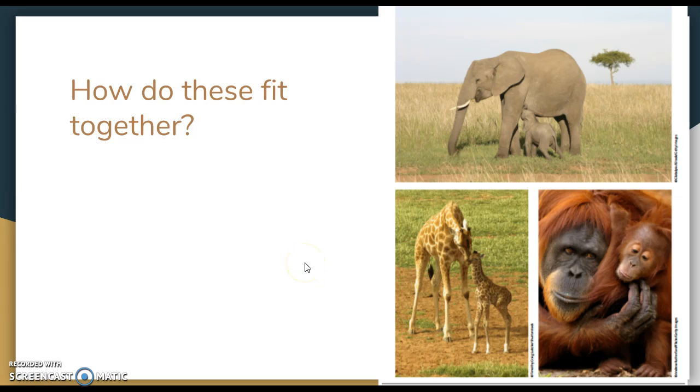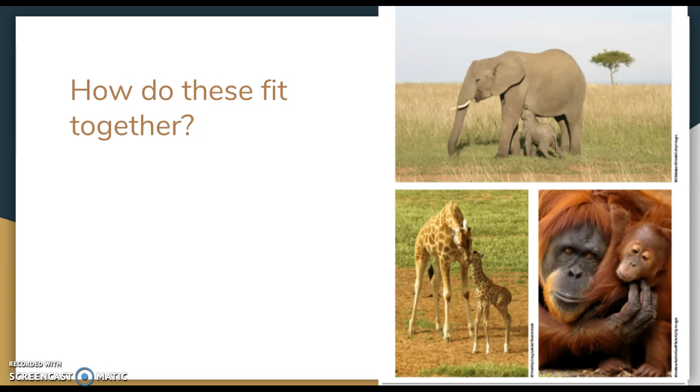Take a look here. How do these all fit together? Talk for a second with a partner. How do all of these things fit together? Okay, you could have said they're all animals. Possibly they're all mothers and their young. These are all different ways that these things fit together. Again, you looked at all the information and you decided how they all come together for one thing, for your central idea.